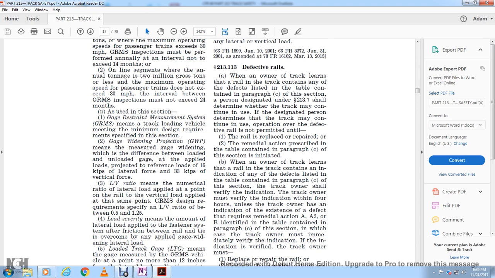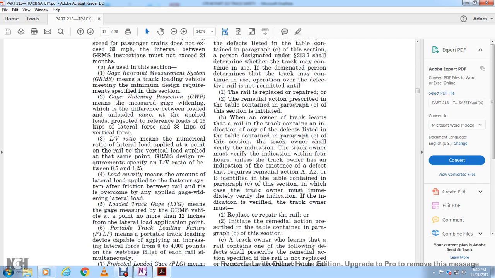The remedial action prescribed in the table of conditions in paragraph C is initiated when the owner of the track learns that the rail in the track contains an indicator of any of the defects listed in the table. The track owner must verify the indication within 4 hours, unless the track owner has an indication of the existence of a defect that requires remedial action A, A2, or B identified in the table in paragraph C of this section, in which case the track owner must implement the remedial action.